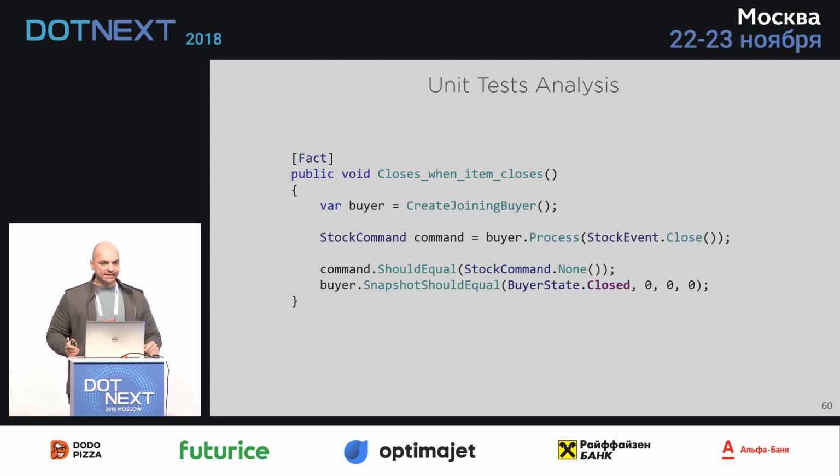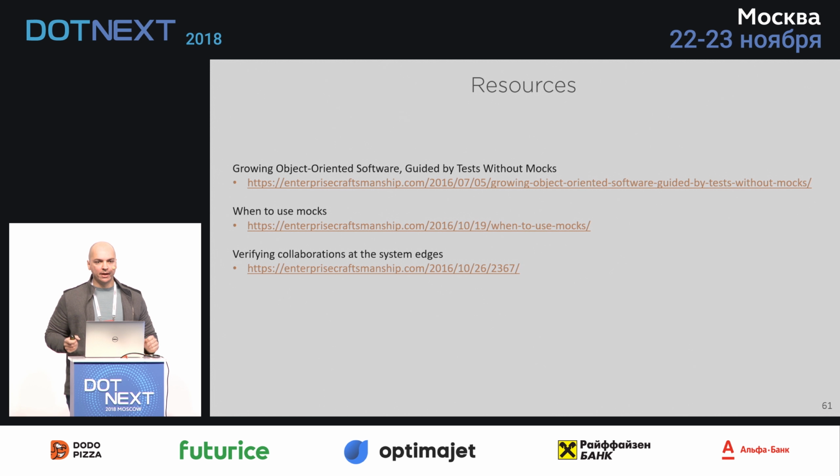So that's just one example of a test that we refactored, and I have an in-depth analysis of this initial version and the alternative version in my blog post, and this is the first link here. The other two links are some thoughts about when to use mocks and about how to do that properly. So basically you need to verify the collaborations at the edges of the system, as close to them as possible.